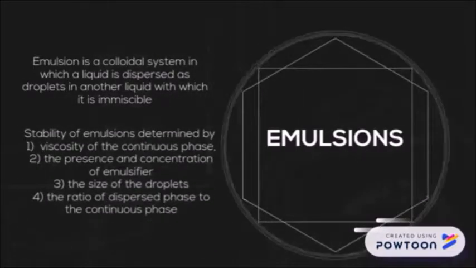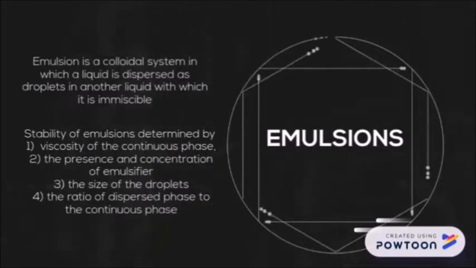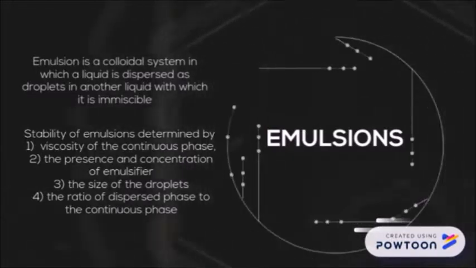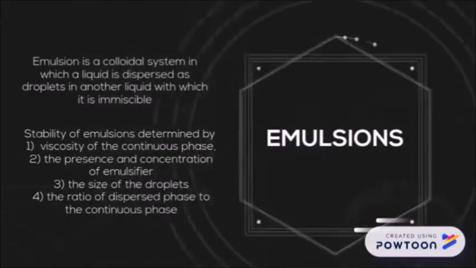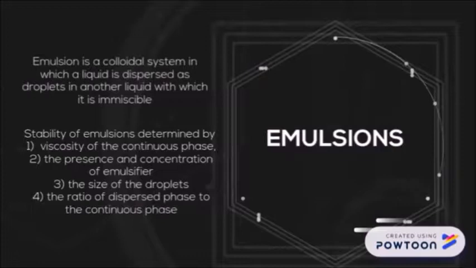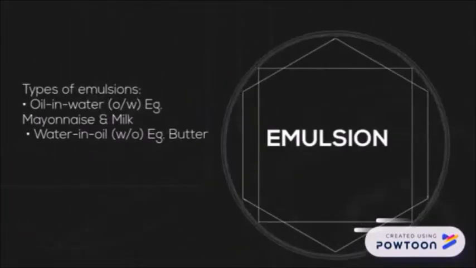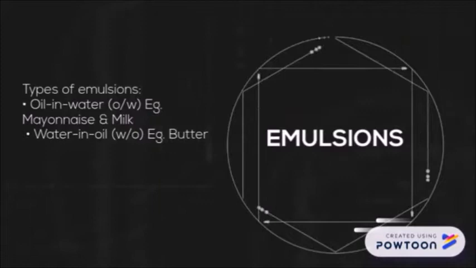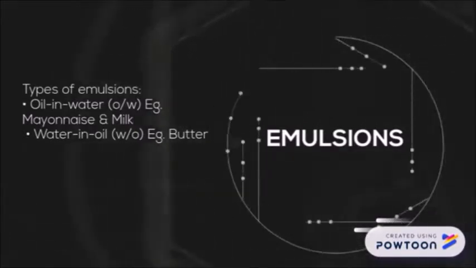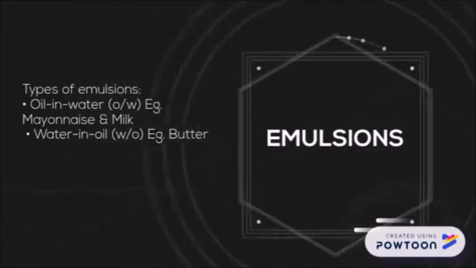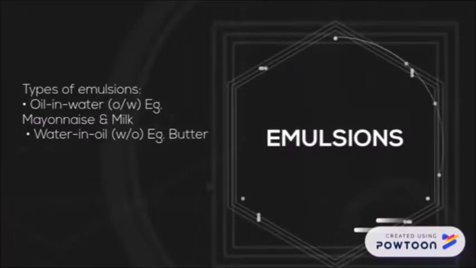The stability of emulsions is determined by the viscosity of the continuous phase, the presence and concentration of emulsifier, the size of the droplets, as well as the ratio of dispersed phase to the continuous phase. There are two types of emulsions that we will discuss in this video: oil-in-water emulsion, which is mayonnaise and milk, and water-in-oil emulsion, which is butter.